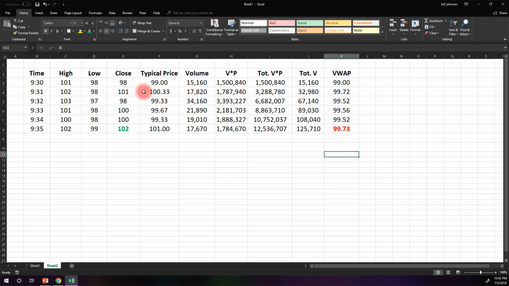The volume during that 1 minute window from 9:31 was 17,820. We take the typical price times the volume, and we get this 1,787,000 figure right here. And then we just do that for each minute window down here. So at the end of the 5 minutes at 9:35, how do we figure out the VWAP?